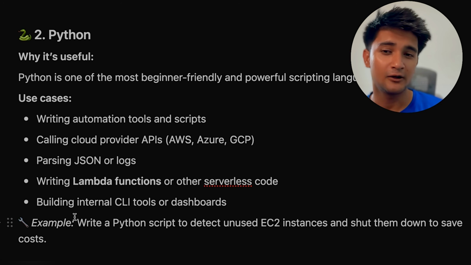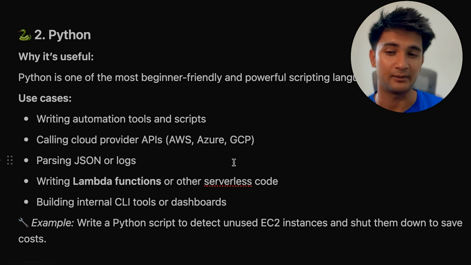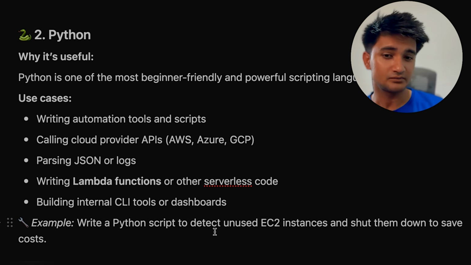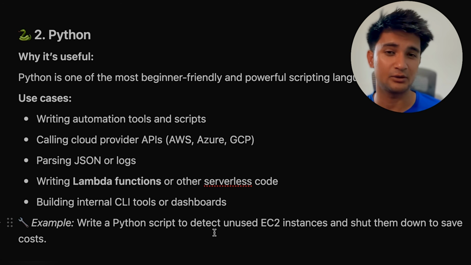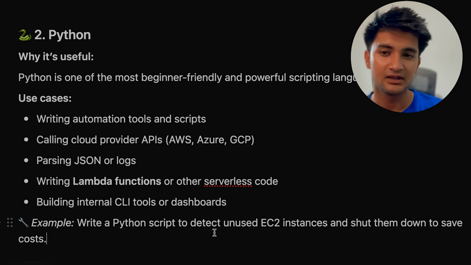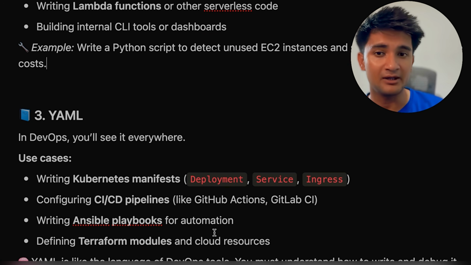Here's an example of how you can use Python script to detect unused EC2 instances and shut them down to save cost in your AWS. Similarly, you can also automate different types of tasks. Maybe you are changing password for your databases and you want to automate this process. You can use Python for it, or you can use Bash as well. Along with this, there's also YAML and JSON.